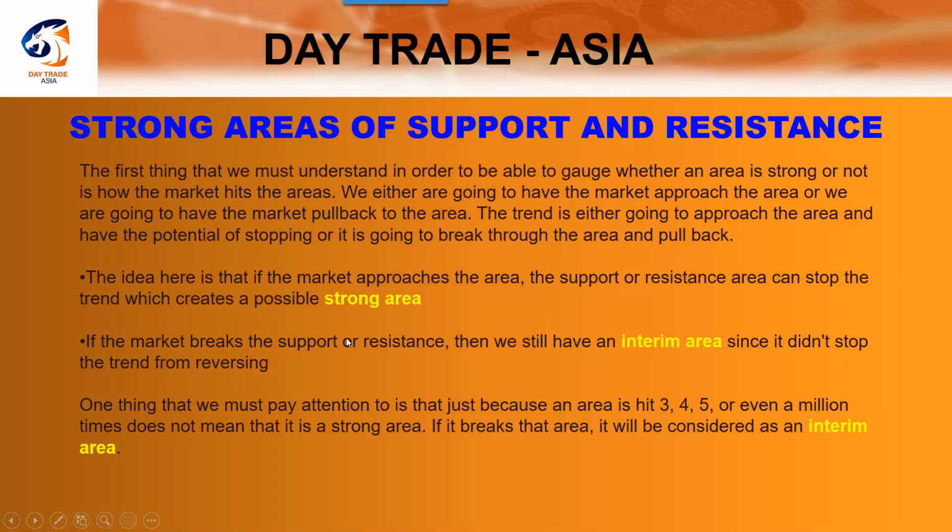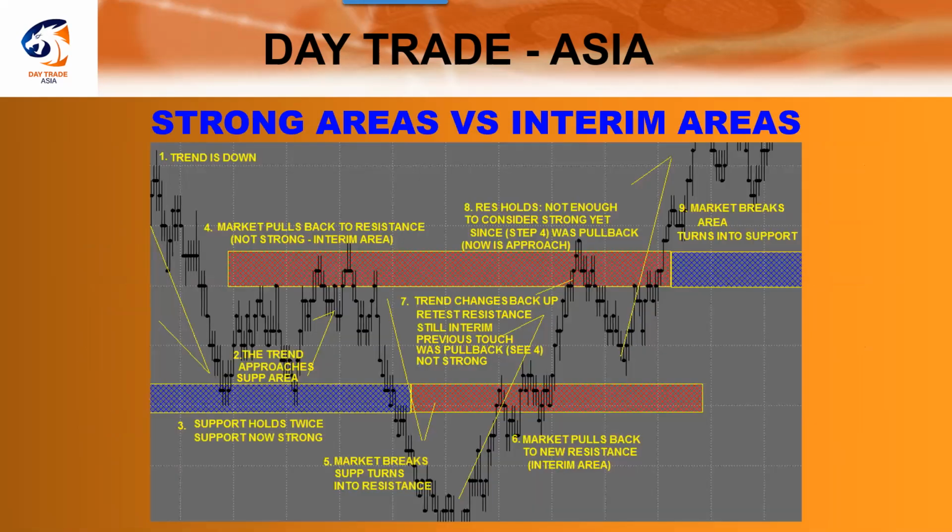If the market breaks the support or resistance, then we still have an interim area, since it didn't stop the trend from reversing. So one thing we must pay attention to is that just because an area is hit 3, 4, 5, or even a million times does not mean it is a strong area. If it breaks that area, it will be considered an interim area. Okay, you got that. So here again, we have a support area. Price came back down, bounced off, went up, came down, bounced off this area, went back up. And now the third time it tested it, it broke.